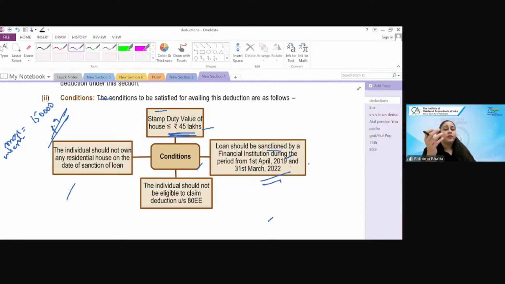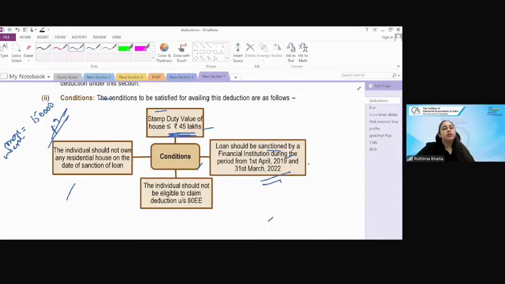The same amount. So 80EE and 80EA cannot be in the same return. But yes, 80EE and 24B can be in the same return. 80EA and 24B can be in the same return. And the same logic applies here also, that I would be more keen on claiming 24B if possible.